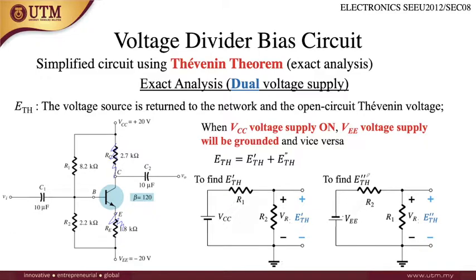But then next, for E prime prime TH, since we are considering this voltage is on and this voltage is off, it is easier for you to turn this circuit the other way around. Okay, flip the circuit the other way around to make it clear for you to look. If you turn this circuit around, you can see that VEE is connected to R2, and then parallelly connected with R1.